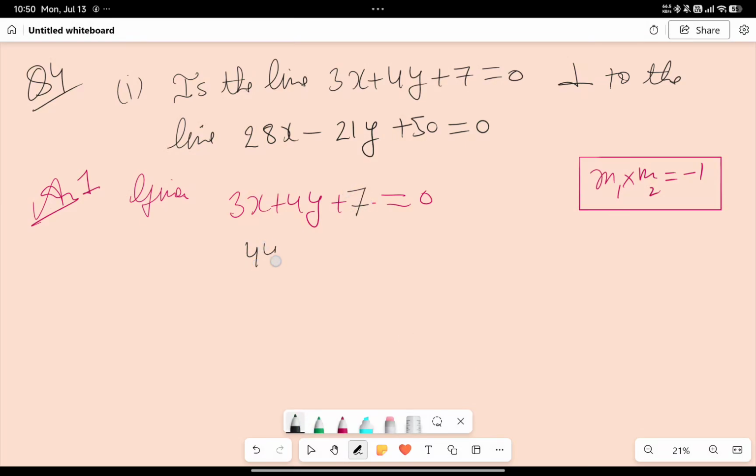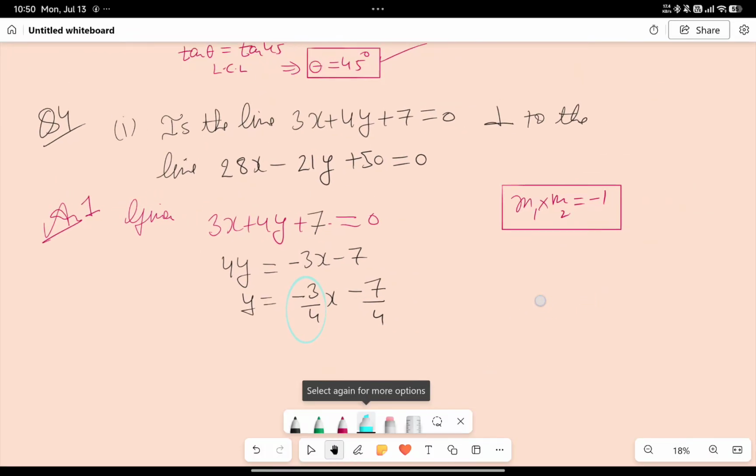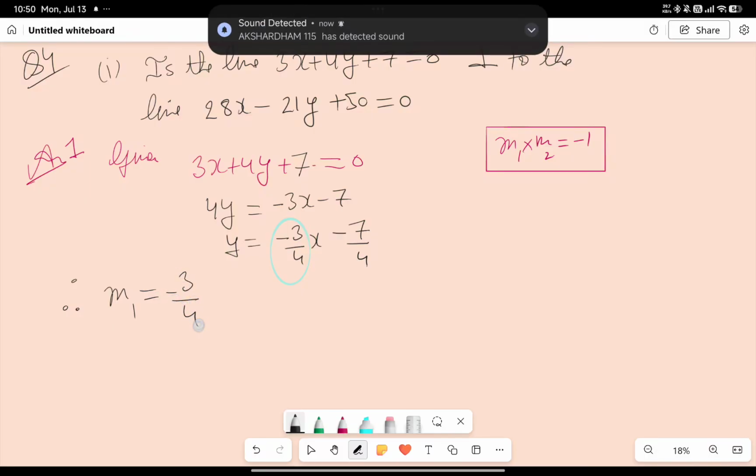So I can write it as 4y equal to minus 3x minus 7. Y equal to minus 3 by 4x minus 7 by 4. So here this blue one thing is my slope. Therefore m1 is minus 3 by 4.